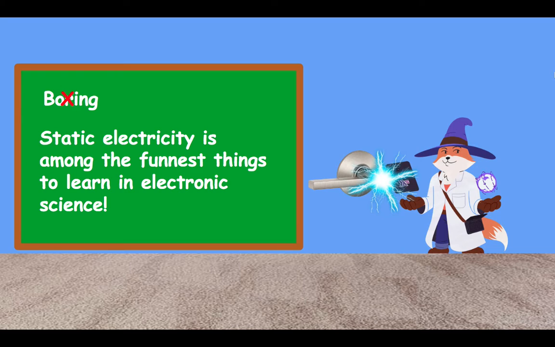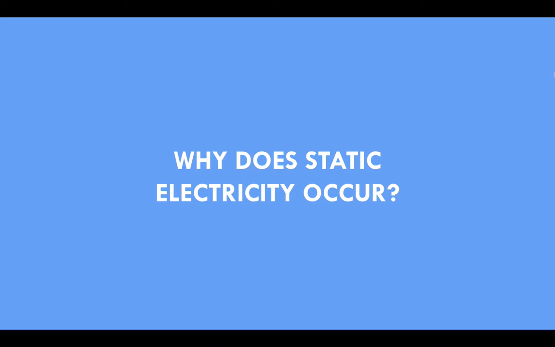I'm shocked. The world is ending. It's okay, it's just a tiny little shock. But why does static electricity occur? And why do we get a shock when we touch the doorknob?